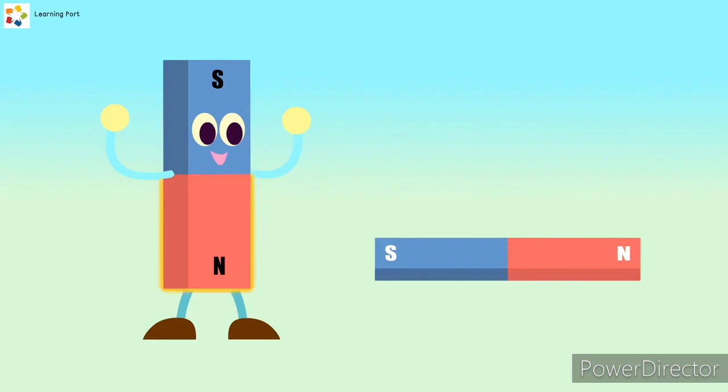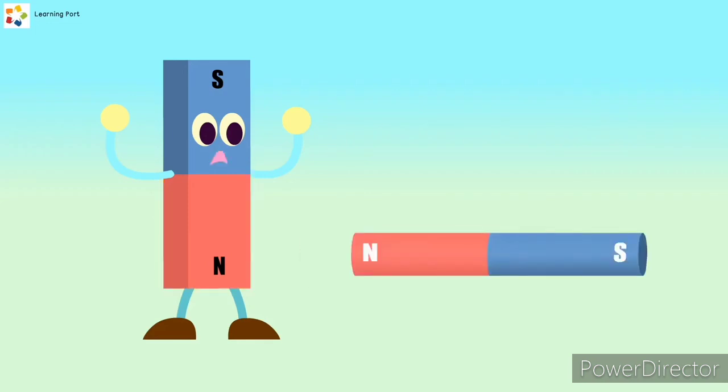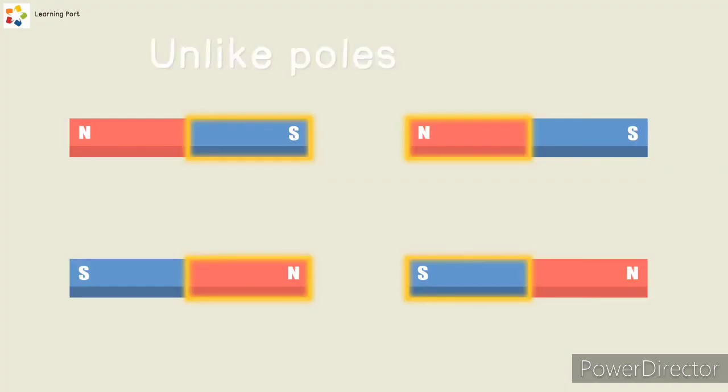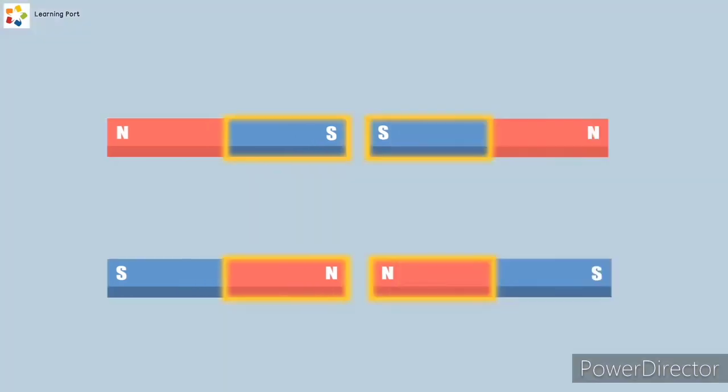When Barry's north pole came near the bar magnet's south pole, the magnets were attracted to each other. But when Barry's north pole got close to the north pole of the cylindrical magnet, they repelled each other. For magnets, when two unlike poles, the north pole and the south, come together, they attract. On the other hand, when two like poles, the north pole and the north pole, or the south pole and the south pole come together, they repel.